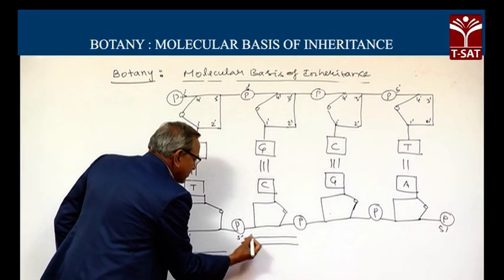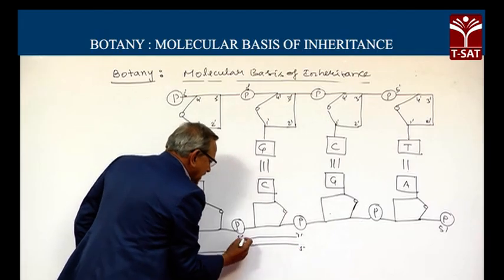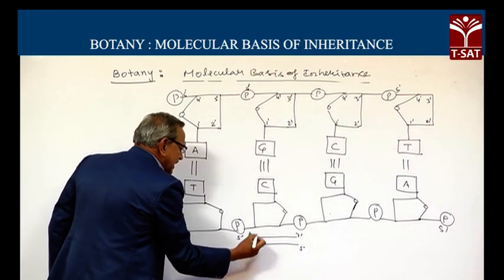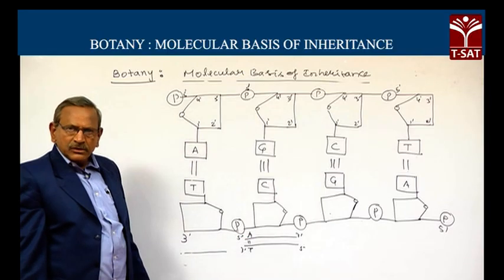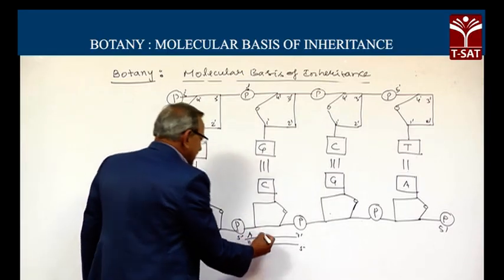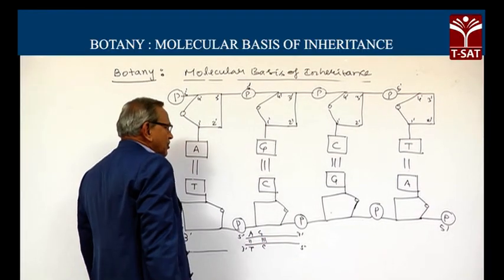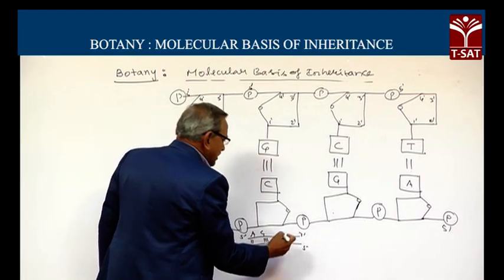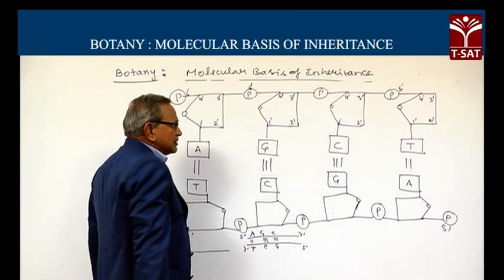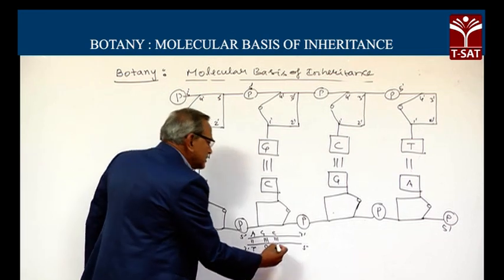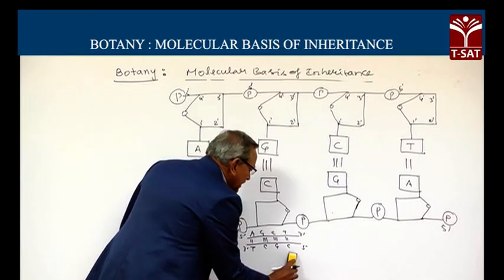You have 5' 3', 3' 5', and here we have A, in the corresponding one T, both are bound by 2 H bonds, and in the other one we have G, here we have C, the two are bound by 3 H bonds. Here we have C, and here we have G, the two are bound by 3 H bonds. Here we have T, and here we have A.